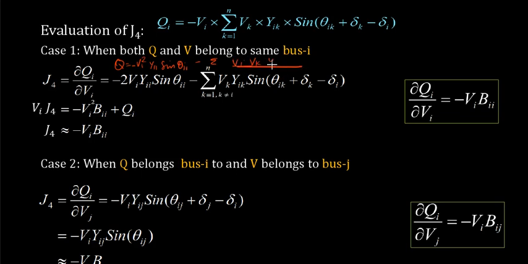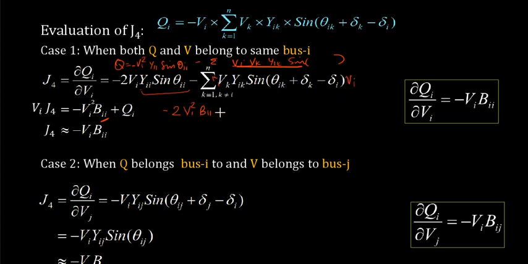So you will have Vi Vk Yik sin. Once you differentiate it with respect to Vi, you will have minus 2 Vi Yii sin theta ii, and the Vi term will be cancelled out. Now you have to multiply the entire J4 with Vi. Once you multiply, you get 2 Vi squared Yii sin theta ii. Yii sin theta ii can be taken as equal to Bii, and you will have minus 2 Vi squared Bii, and here once you multiply Vi, you will have a Vi term also.